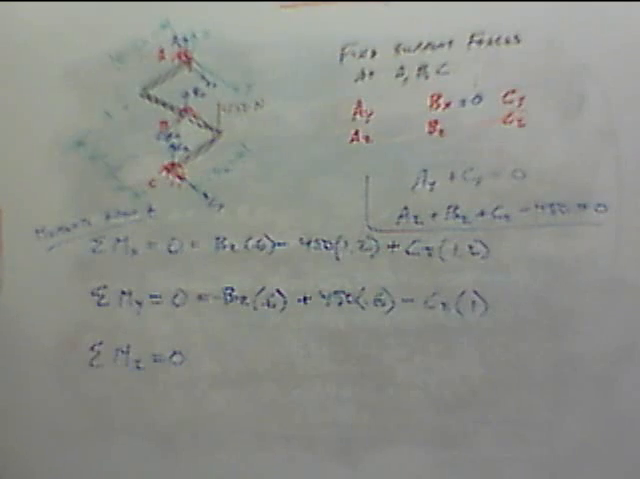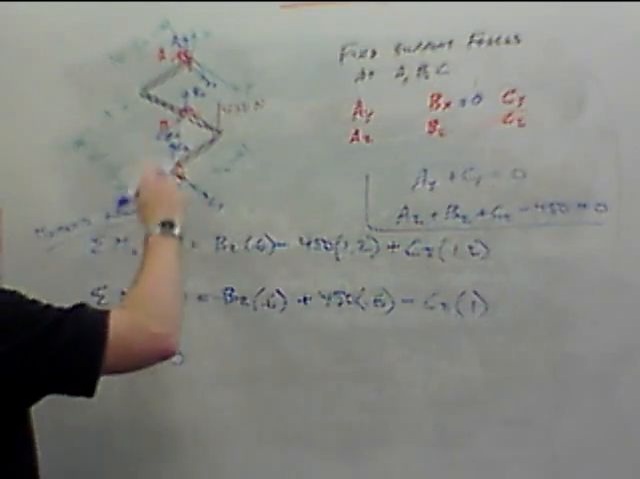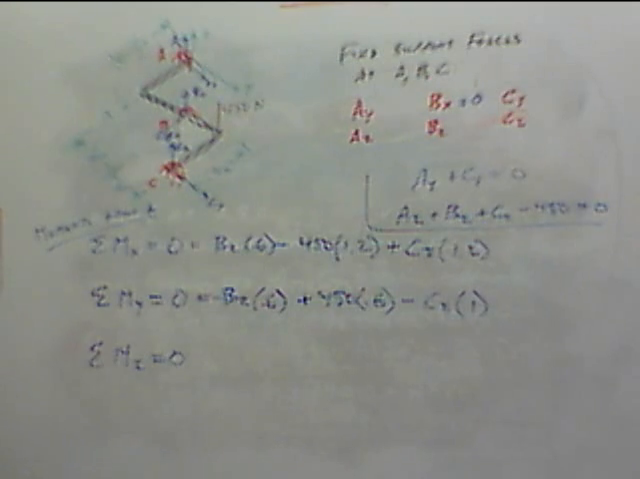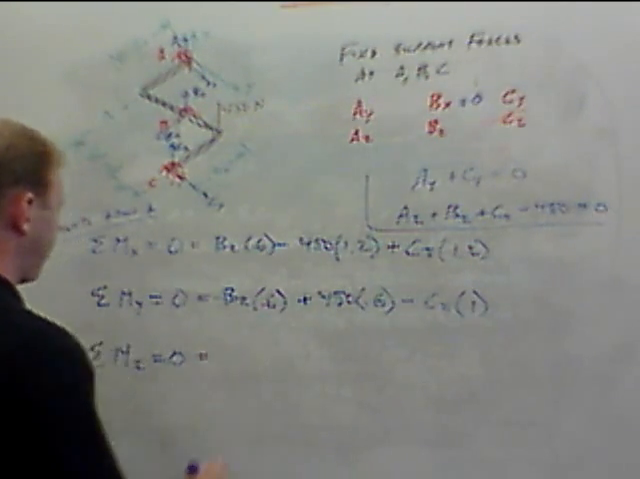You can choose any point you'd like. You get different equations depending on which point you take, but you should be able to solve them regardless. I could have chosen C and gotten a different set. I could have chosen B. You end up with slightly different moment arms, but the relationships end up being the same.